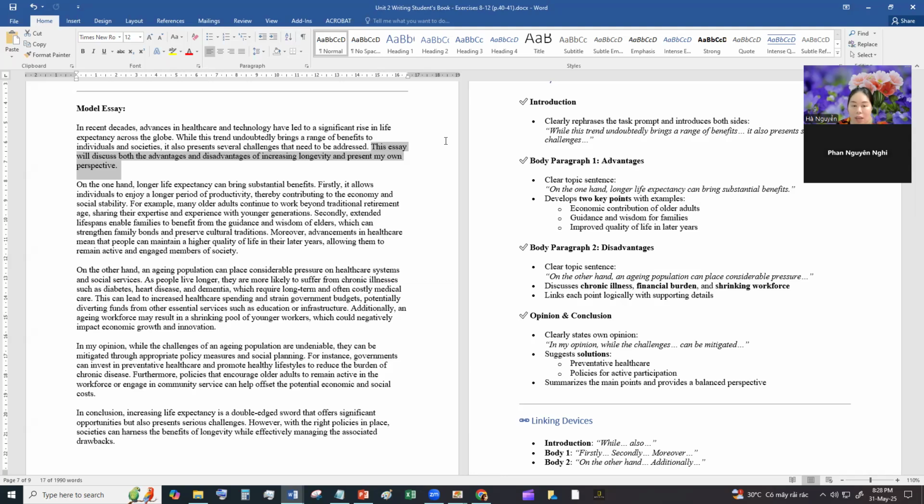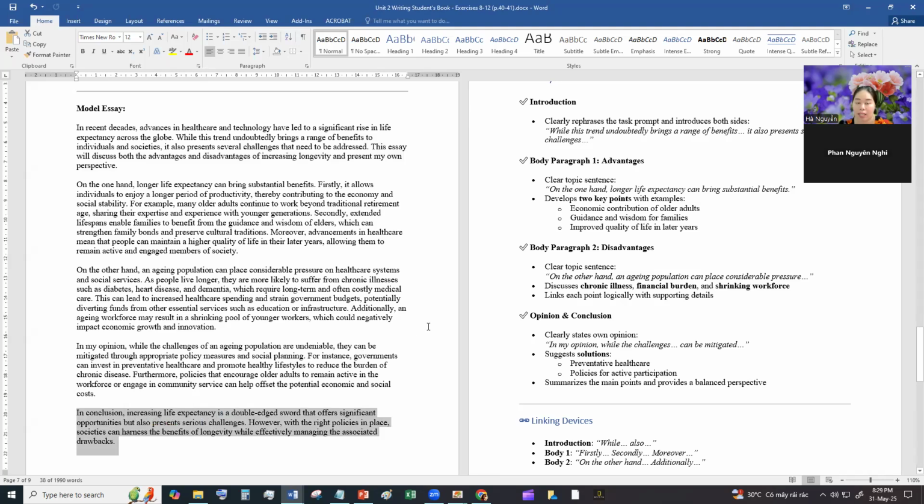Good job, Nghi. So there you go. Remember that the question not only asks you to discuss the advantages and disadvantages, it also asks you to express your opinion. So this is one way to go. You can have a separate body paragraph to express your opinion if you have a lot to write. On the other hand, if you don't, you can incorporate your opinion into the plan of the introduction and into the summary of the conclusion. Okay, so that's also another way.